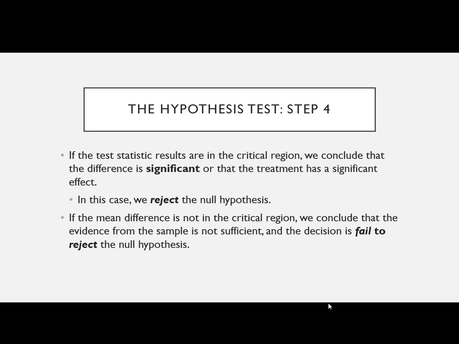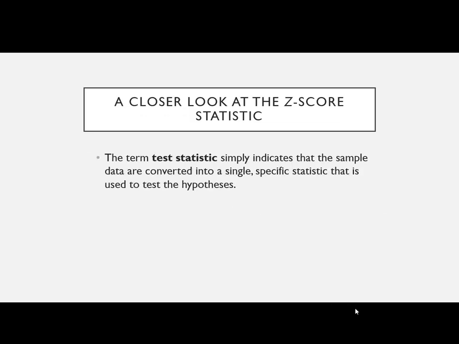So then step 4 is to make a decision. If the test statistic is in the critical region, we conclude that the difference is significant or the treatment had a significant effect. If that is the case, then we would reject the null hypothesis. If the mean difference is not in the critical region, we conclude that the evidence from the sample is not sufficient, and the decision is to fail to reject the null hypothesis. I'm going to give you some examples to make this more clear.